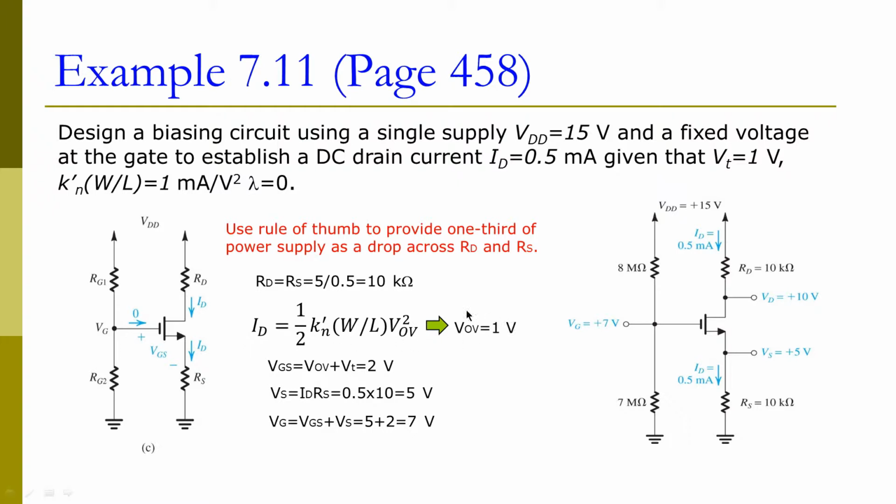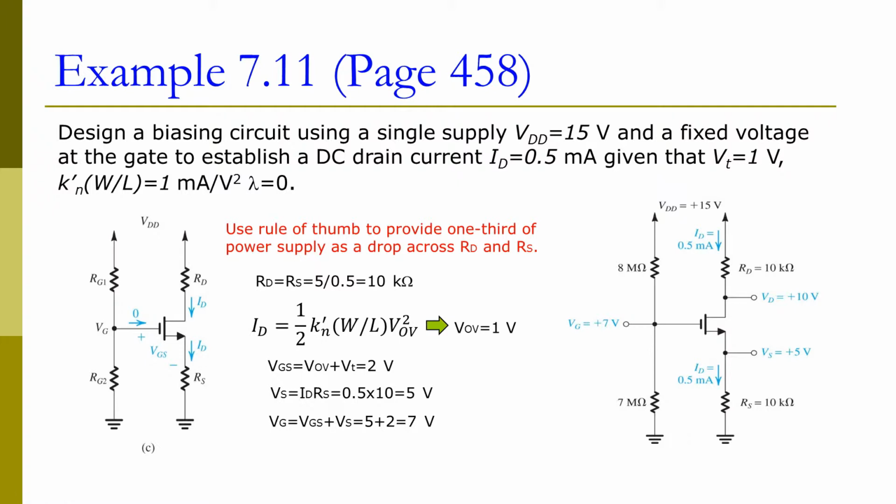Since the transistor is working in saturation mode, we can use the saturation equation here. Now in this saturation equation, the only unknown is VOV, and we can calculate that it gives us VOV equals 1 volt. And we know VOV equals VGS minus VT, so that means VGS equals VOV plus VT. VT is 1 volt already, so 1 plus 1 gives us 2 volts. So VGS is 2 volts.